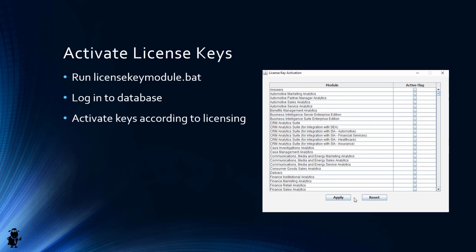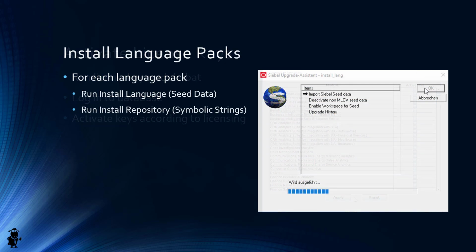Also, the license keys are not activated in a fresh install. So we'll see the license key module utility and how to activate license keys. And just on top of the ENU language pack, we also install a second language pack. So we run the upgrade wizard for installing the language-specific seed data and the language-specific repository strings.